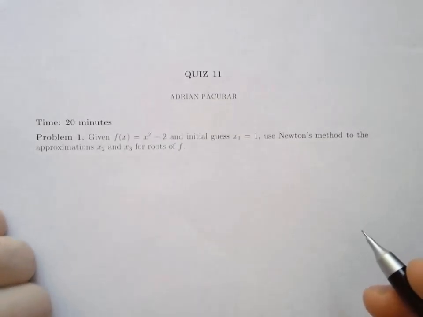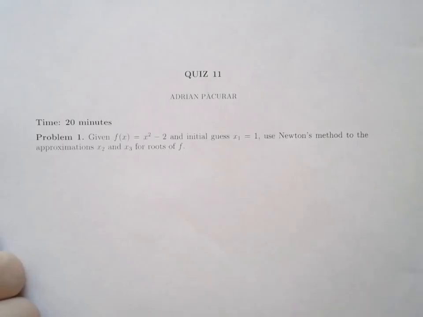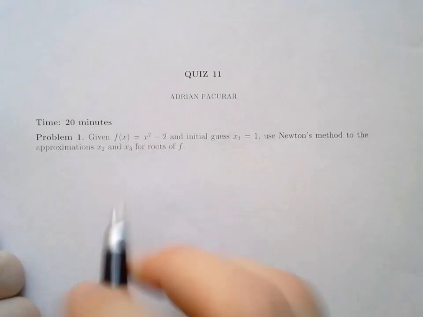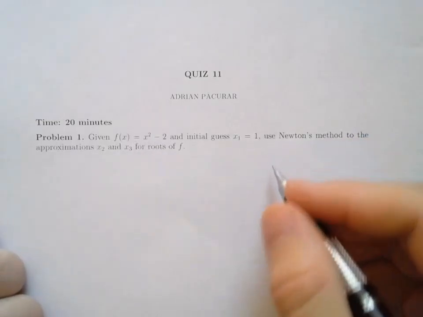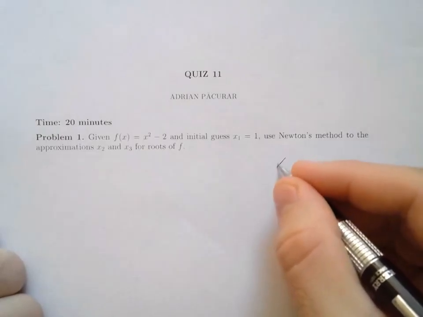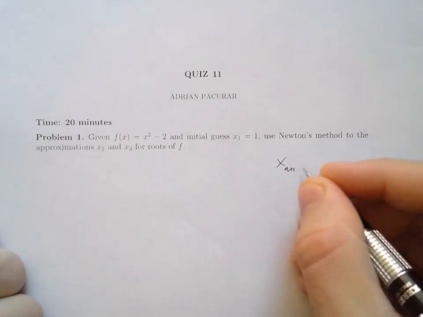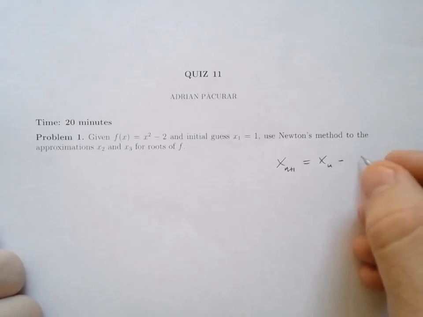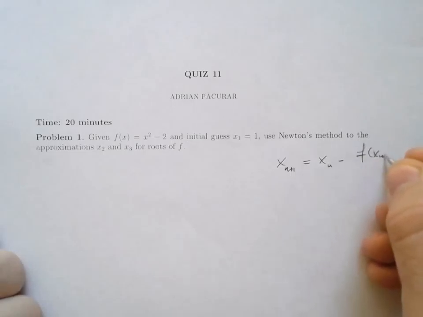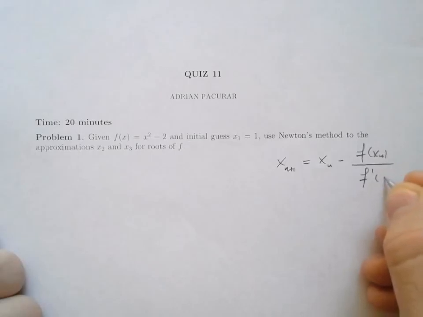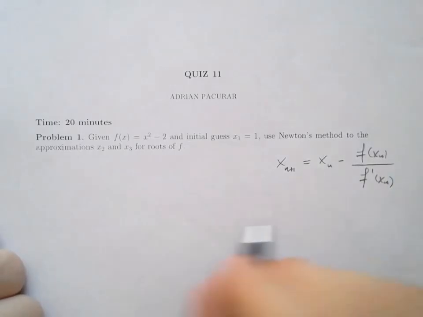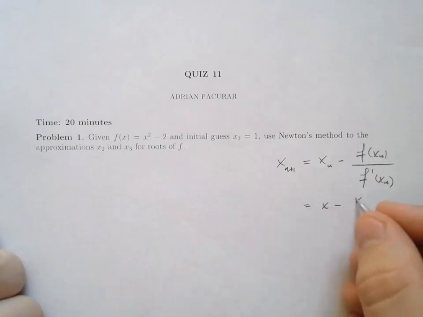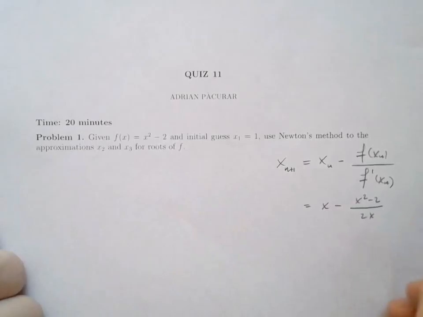Here are the solutions for quiz 11, and for the first problem basically we are going to be using Newton's method to approximate the roots of the equation x squared minus 2 equals 0. And just to remind you, the formula for Newton's method is, if I want to get the next term in the sequence, I take x sub n and I subtract f of x sub n over f prime of x sub n. So for our function x squared minus 2, what that becomes is x squared minus 2 divided by 2x.